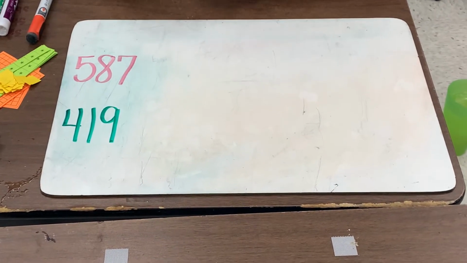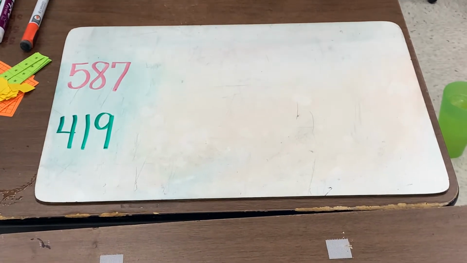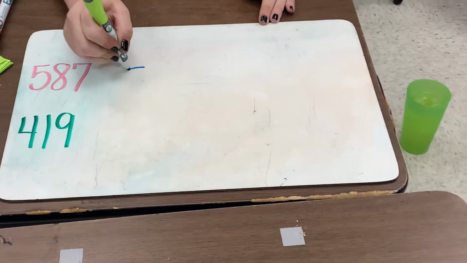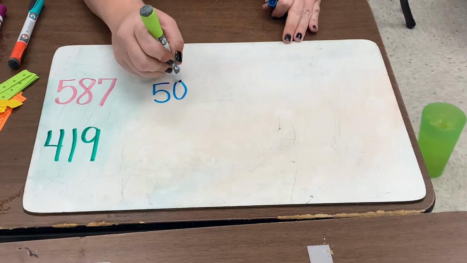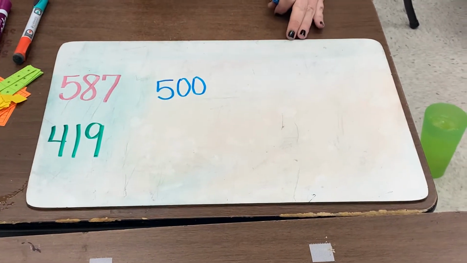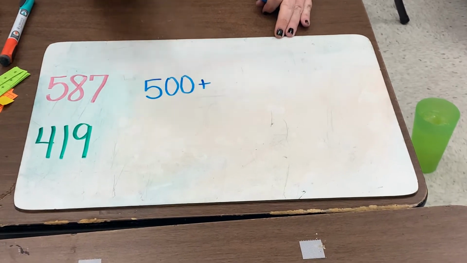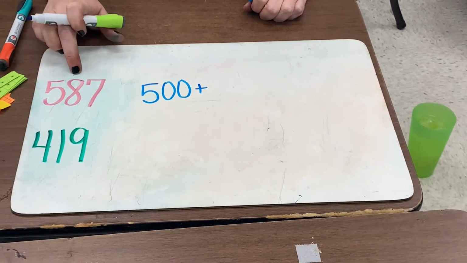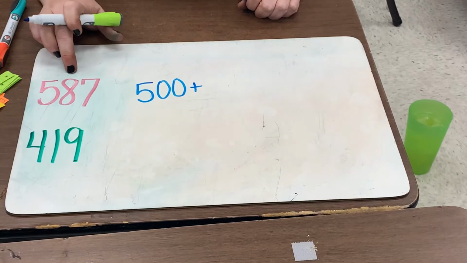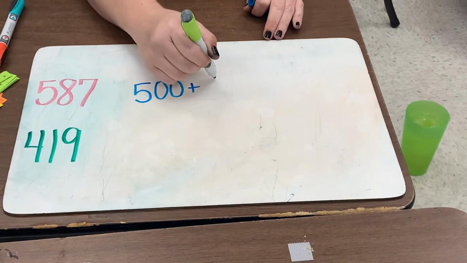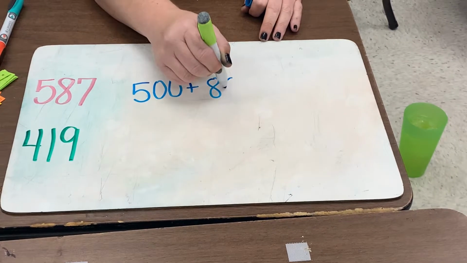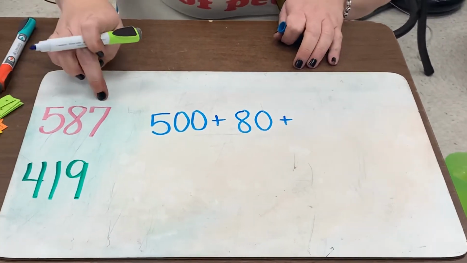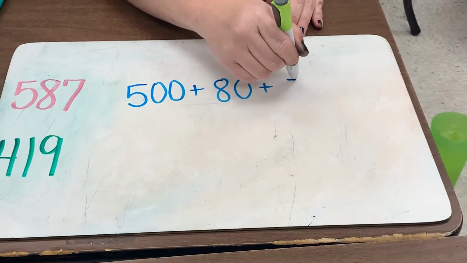587. So when I ask myself, how many hundreds do I have? 500. So we're going to write it. We have 5 hundreds, which is equal to 500, written like this. Then we're going to add the value of our tens place. If I have 8 tens, how much is that? Well, let's say our number again, 587. So 8 tens is 80. And then our ones, 587, 7 ones is equal to 7.